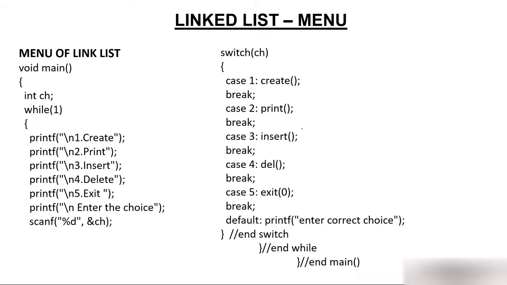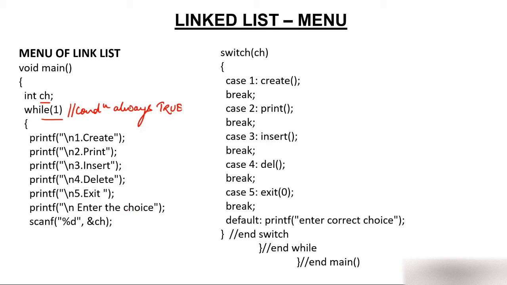Let's start. First of all, let's understand the menu. I'll go very fast on this because I've already explained it. In the main function, you have created a variable ch. While 1 means what? 1, or anything other than 0, is always true. This means the condition is always true. There is no one going to stop it, because the while condition is 1. In the menu you have 1 for create, 2 for print, 3 for insert, 4 for delete, 5 for exit.